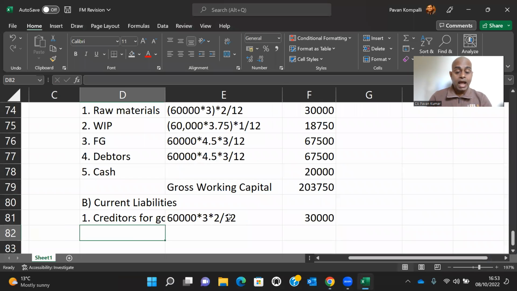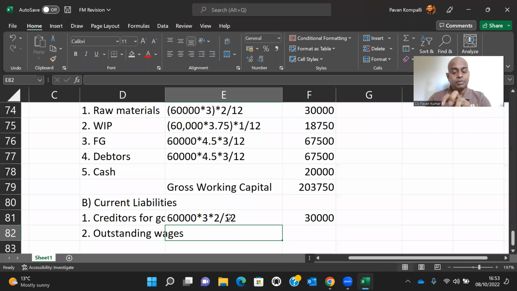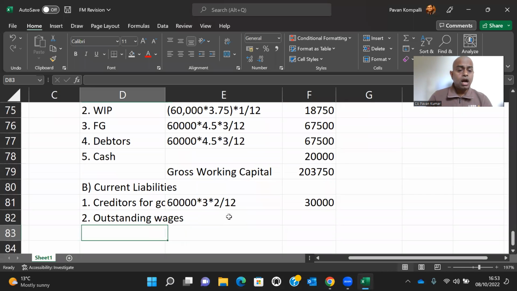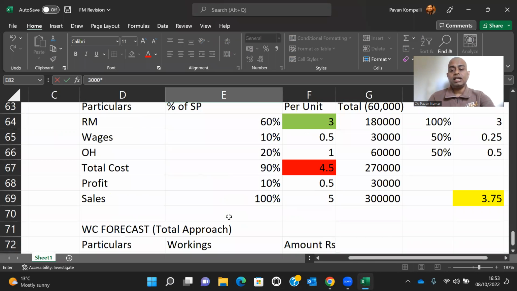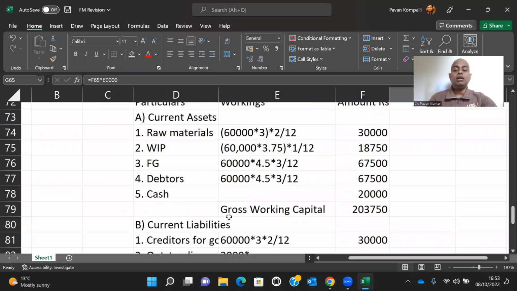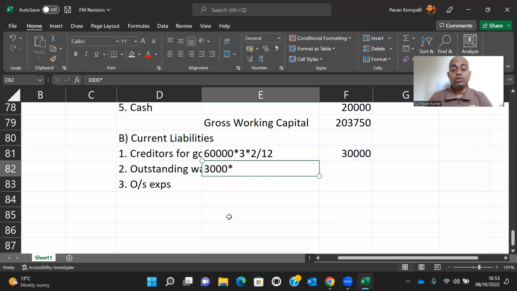Creditors for expenses, or you can write outstanding wages. You can write creditors for expenses, creditors for wages, creditors for overheads, or you can write outstanding wages, outstanding expenses. How much is wages? Total wages 30,000. That you are paying after 1 month. So 30,000 into 1 by 12. How much is it? 2,500?